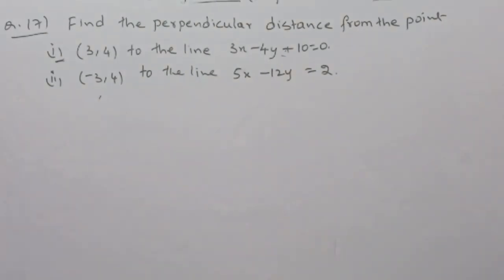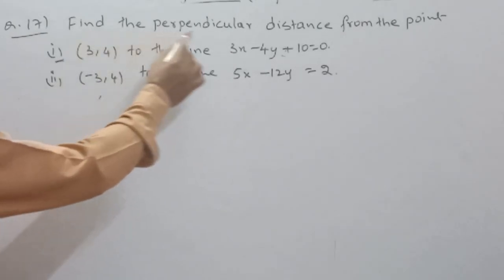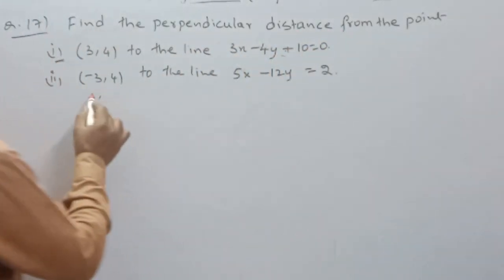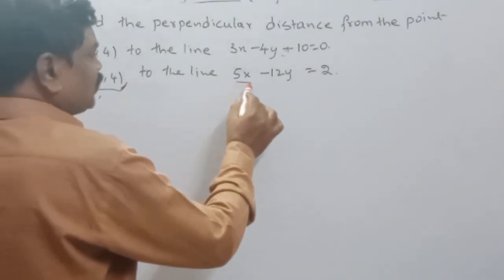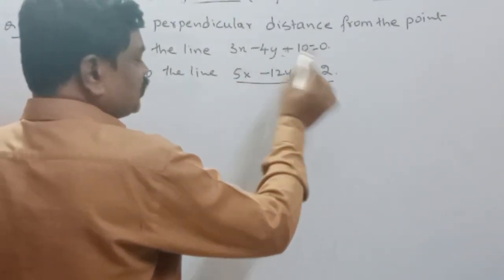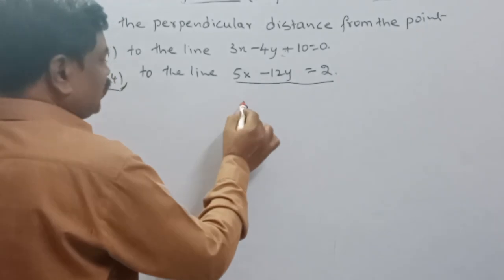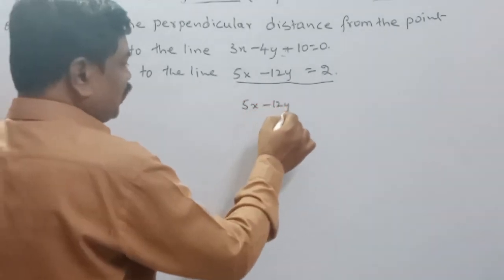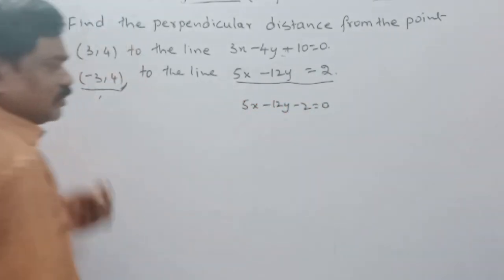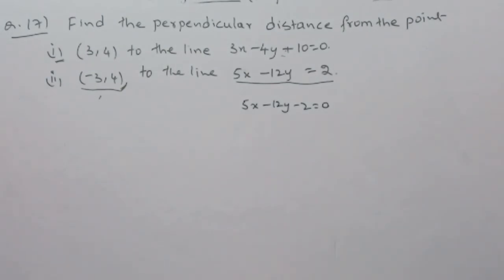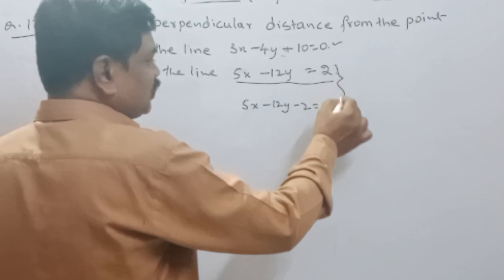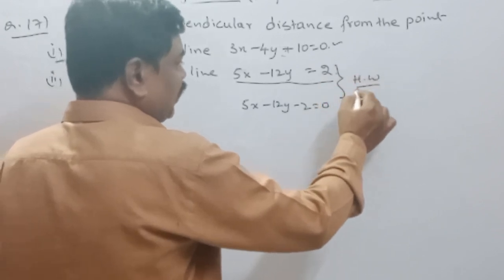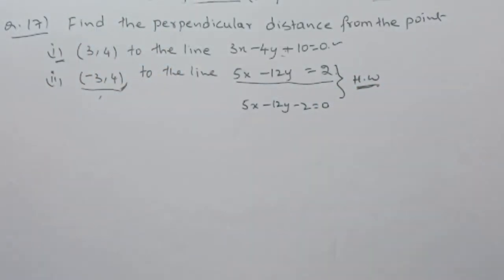You can do this second problem. Find the perpendicular distance from the point (-3, 4) to the line 3x - 12y = 2. So this can be written as 3x - 12y - 2 = 0. Then you have to solve similar to this one. This is homework, you can write it yourself. Okay, all of you, that's all.